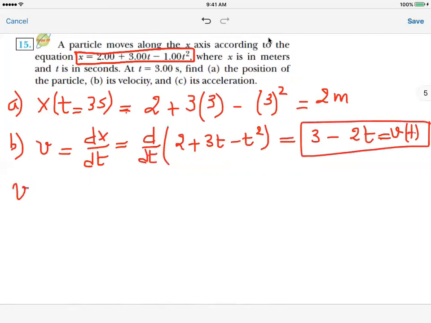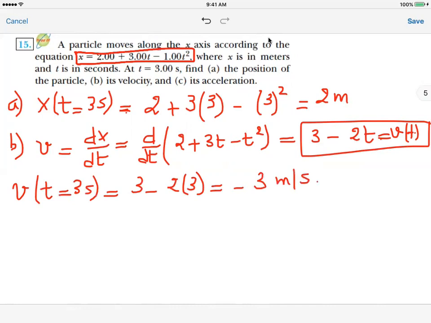So this is the equation of the velocity as a function of time. Now all we have to do is evaluate v at the time t equals 3 seconds. So it's equal to 3 minus 2 times 3, and so it's equal to minus 3 meters per second. That means that at the time we are looking at, the particle is moving backward with respect to the positive x direction because it has a negative sign.